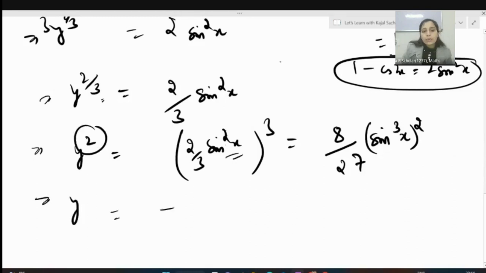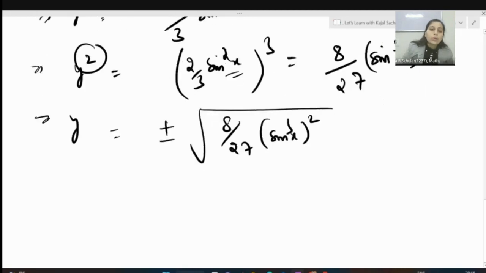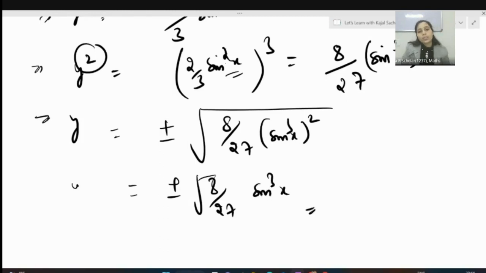When we take square root, the plus minus sign both come, sine cube x whole square. From the square we can cancel the square root, and the root will come only on 8/27 sine cube x. So this is the solution. There are another two solutions, one from plus and one from minus, under root 8 by 27 sine cube x.